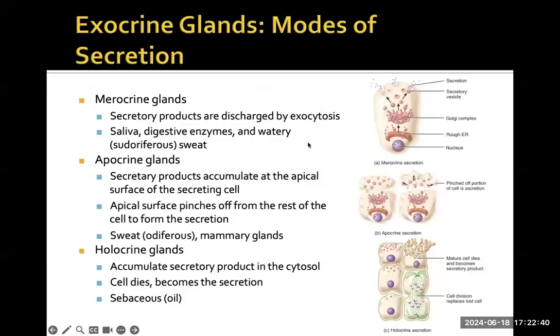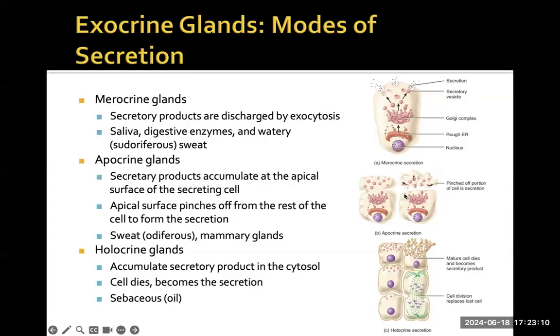Okay, so this one is important for you guys because it tells you the different types of exocrine glands. There's merocrine, apocrine, and holocrine glands. So merocrine glands are going to have secretory products that are discharged by exocytosis. So what's going to happen here is you're going to have the vesicle, it's going to fuse with the surface, and then it's going to release its contents out. So some examples here are saliva, digestive enzymes, and then sweat. Apocrine are a little bit different.